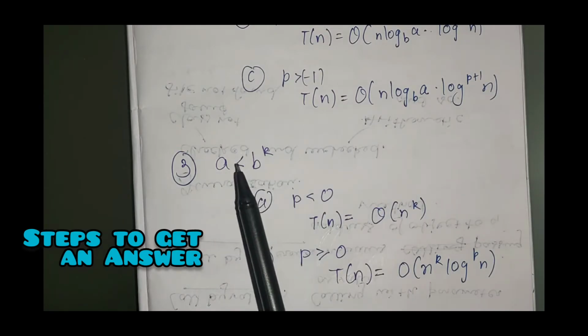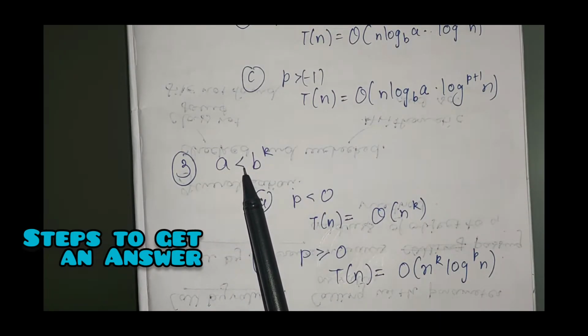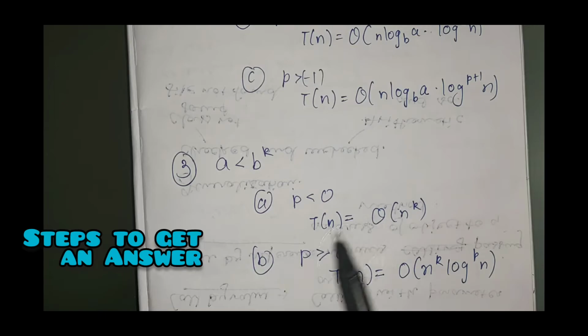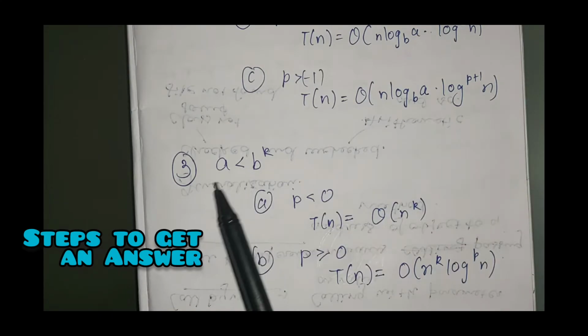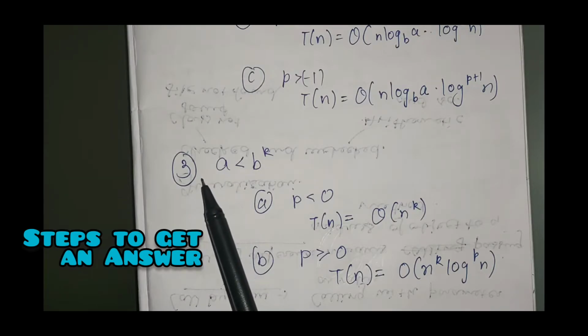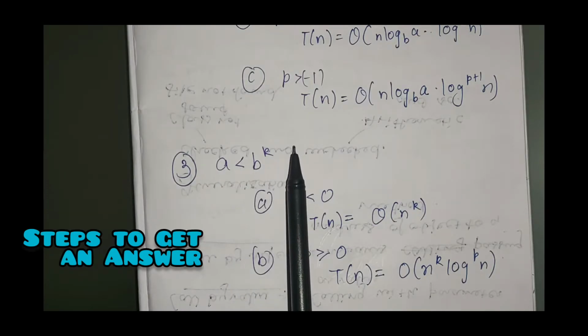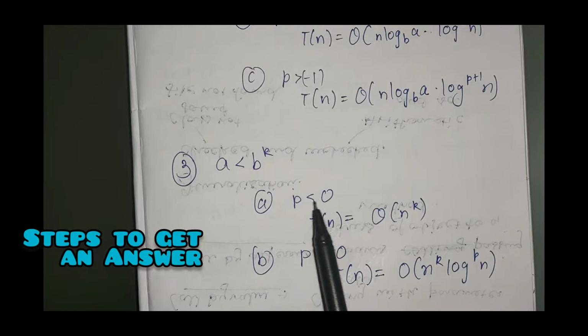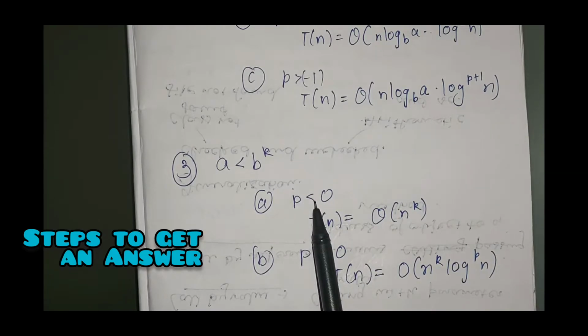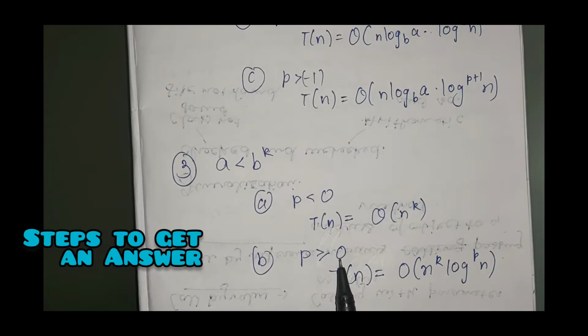The third condition is that if a is smaller than b raised to the power k, so the two parts we have to check for again. We have to first check that if our condition satisfies that a is less than b^k, we have to check two more conditions: that p has to be less than 0 and p has to be greater than or equal to 0. It can be 0 or has to be greater than 0.